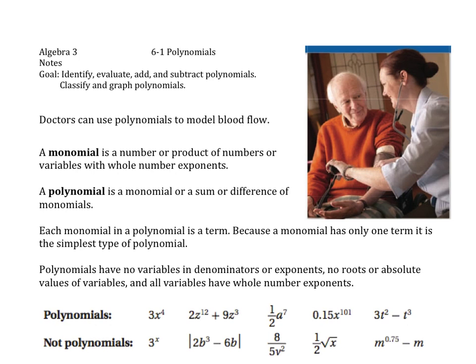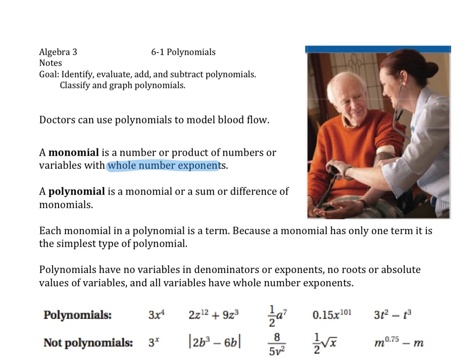A monomial is a number or a product of numbers or variables with whole number exponents. And that's very important to realize, that they need to be whole number exponents. A polynomial is a monomial or a sum or difference of monomials. So it can be multiple terms, or you could still call a polynomial a monomial. Each monomial in a polynomial is a term. Because a monomial only has one term, it is the simplest type of polynomial.